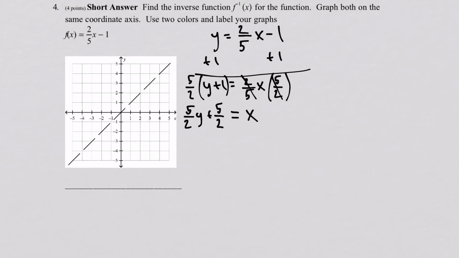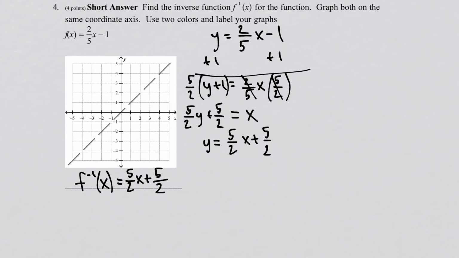And finally, reverse the x and the y. So here's your final answer. Y equals, actually it's not the final answer, right? We still have to change it into f inverse. Y equals 5 over 2x plus 5 over 2. Okay, change it to f inverse, and here's your function. F inverse of x is equal to 5 over 2x plus 5 over 2. That's step 1, right? Find the inverse of the function.